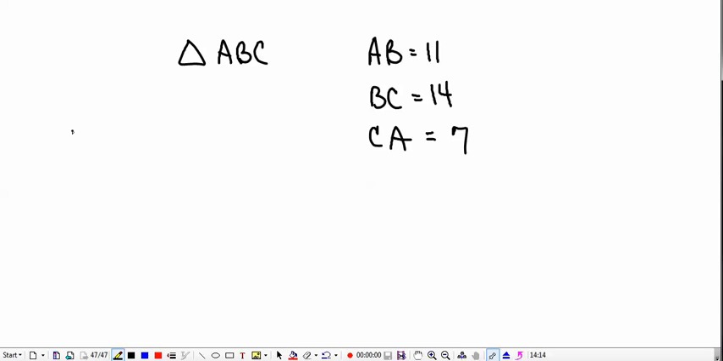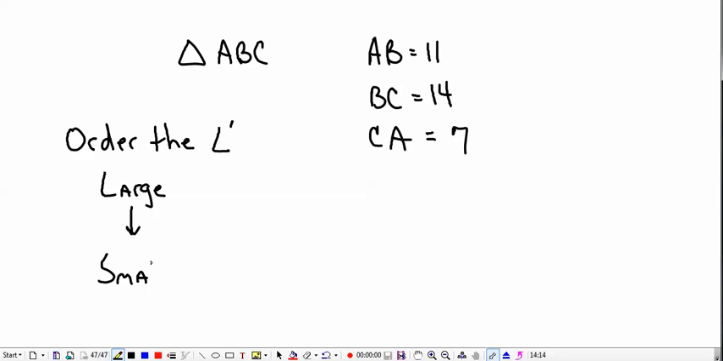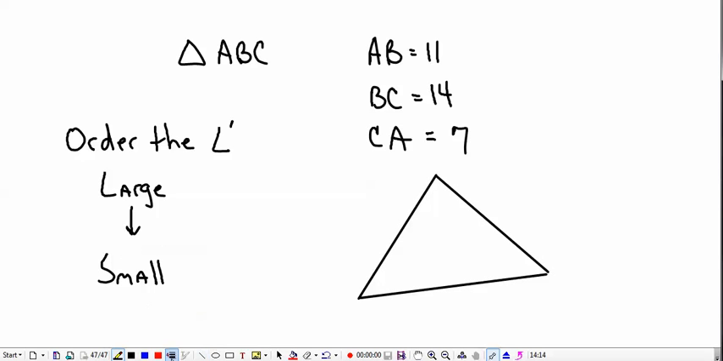Triangle ABC has sides AB equals 11, BC equals 14, and CA equals 7. Order the angles from large to small. So I would suggest you draw a picture of a triangle and then label the sides, right? Does it matter where you start labeling? No, you can go A, B, C. How far is it from A to B? And from B to C? And from A to C?